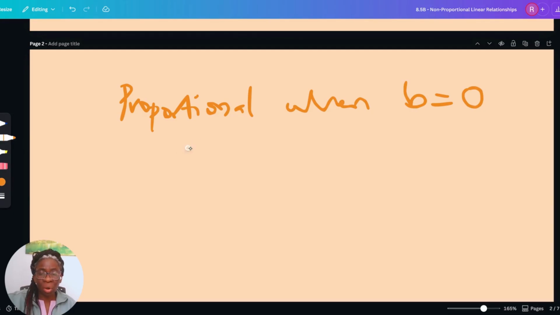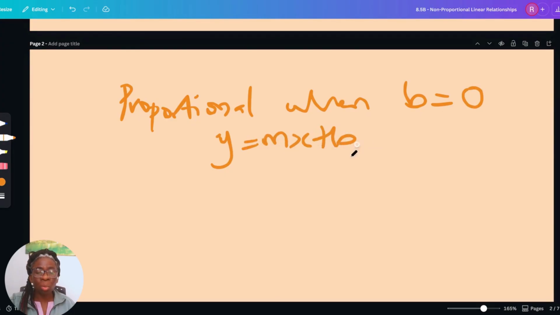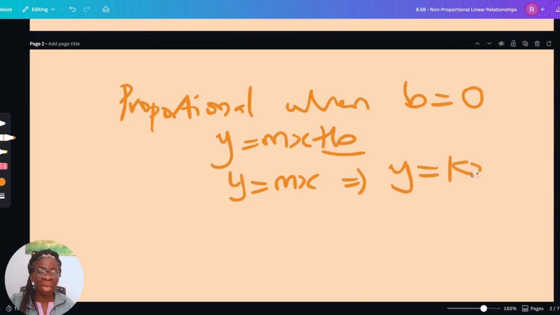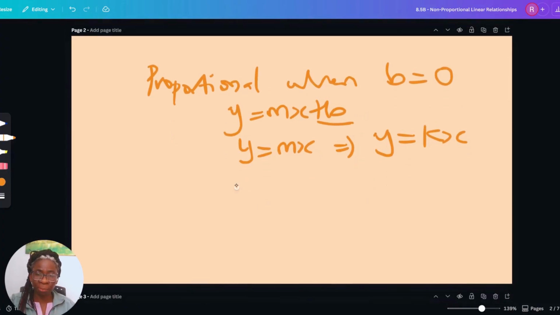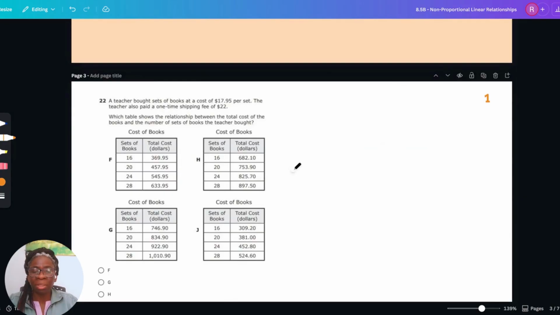So that means for our equation y equals mx plus b, when b is equal to 0, this equation becomes y equals mx, but this time m here is k. So y equals kx, where k is the constant. So when y is equal to kx, it is a proportional relationship. And we can also say k is equal to y over x. You will understand it better with these practice questions.